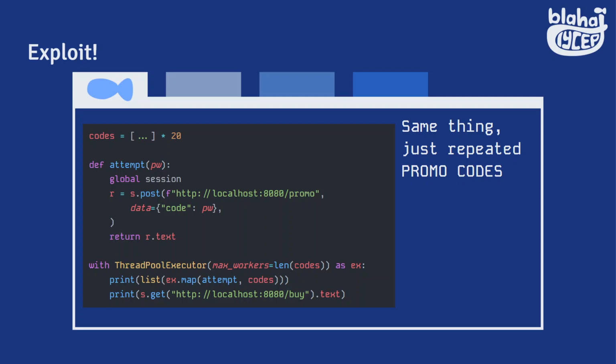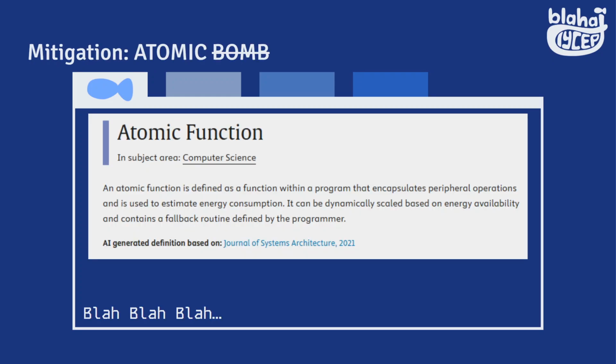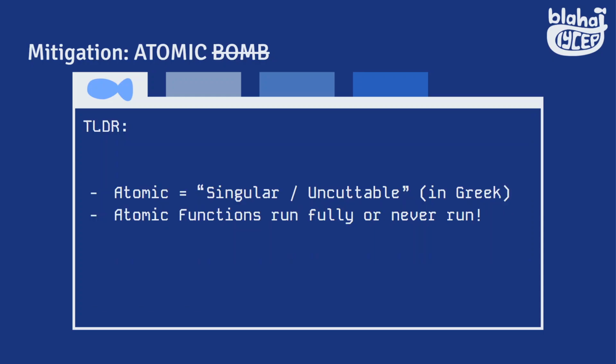But how do we mitigate this, right? This seems like a very dangerous thing to allow. Well, there's this thing called the atomic function, right? I got this. Oh, it's an AI generated definition from systems architecture from 2021. Who cares, right? But atomic means singular or uncuttable in Greek, which means that these functions must either run fully or never run at all.